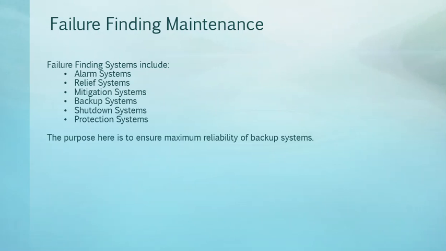Failure finding maintenance is for systems that monitor your process, such as your alarm systems, relief, mitigation systems, backup systems, shutdown systems, protective systems. These systems are supposed to protect you against a catastrophic failure.